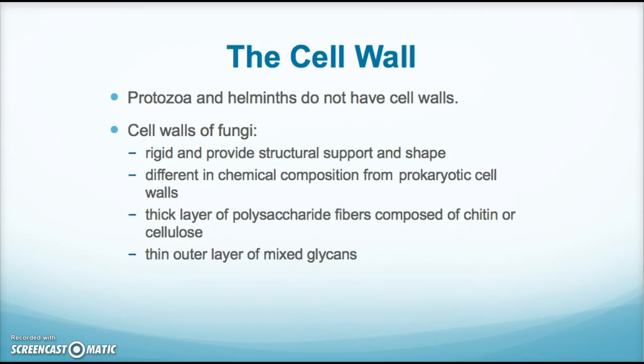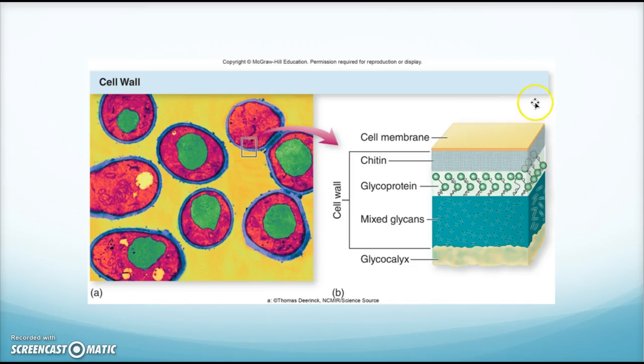We have a picture of that. If we're looking at the top, this would be the inside of the cell. The bottom here would be the outside, or outside to the environment. We start with the cell membrane. We then have the cell wall, which would be made up of chitin, glycoprotein, which is sugar and protein bound together, and mixed glycans, and then last of all is that outside glycocalyx that it may have.